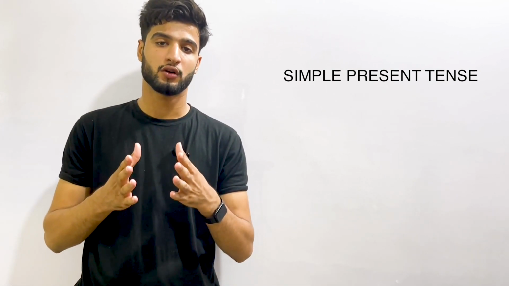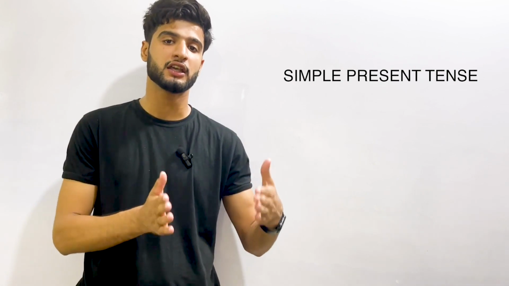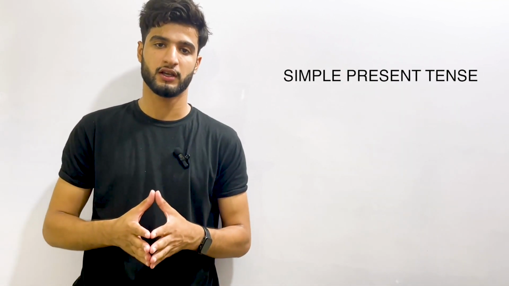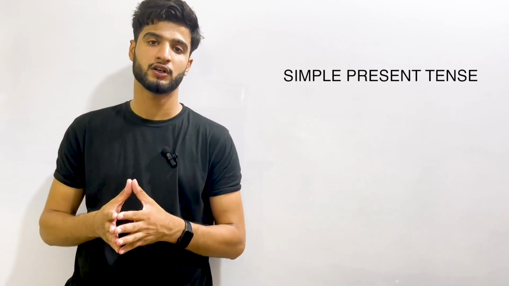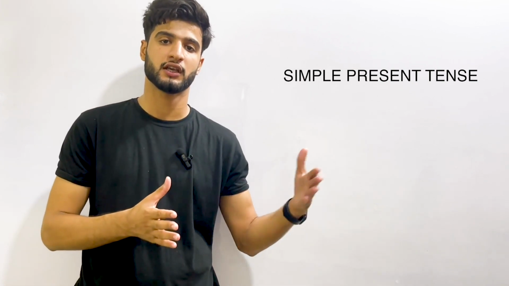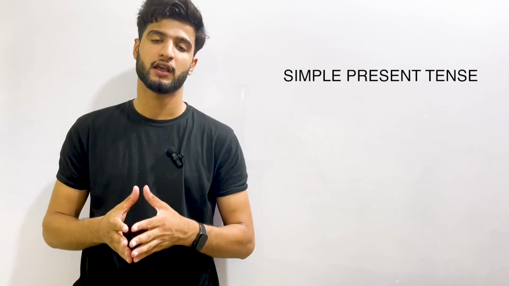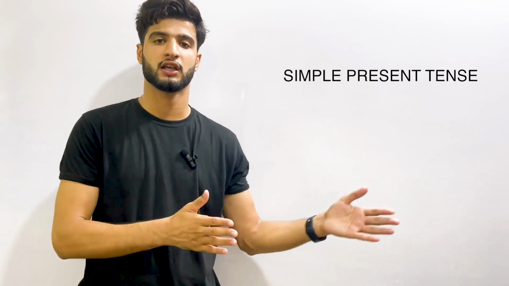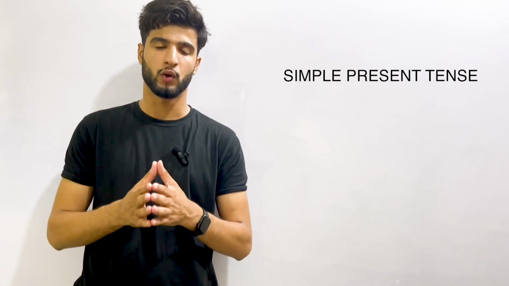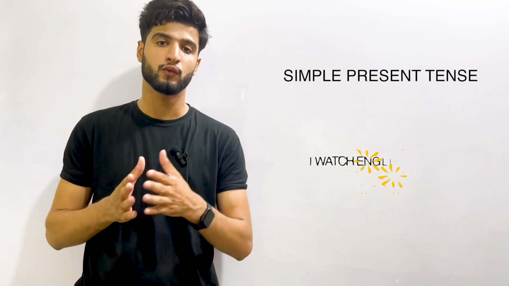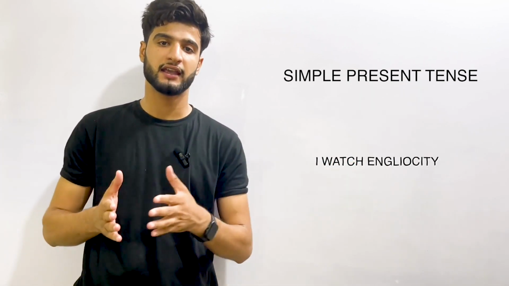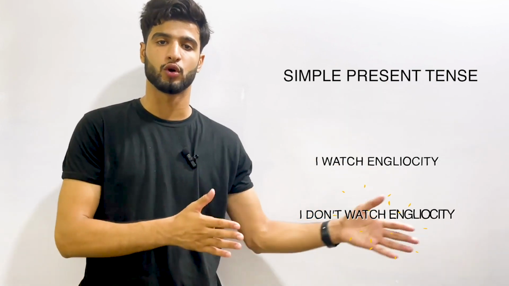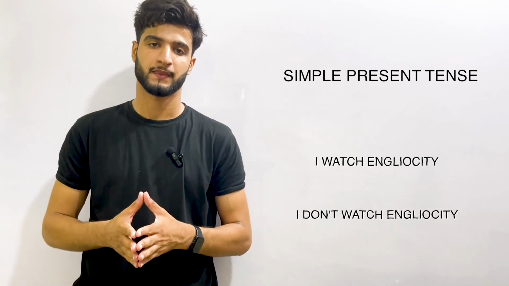Now, if you talk about he, we would say he watches EnglioCity, right? If our subject is singular, he, she, it, the verb would take an extra s or es. If our subject is I, you, we, they, the verb does not take an extra s or es. Well, the positive structure: I watch EnglioCity. The negative structure: I do not watch EnglioCity.